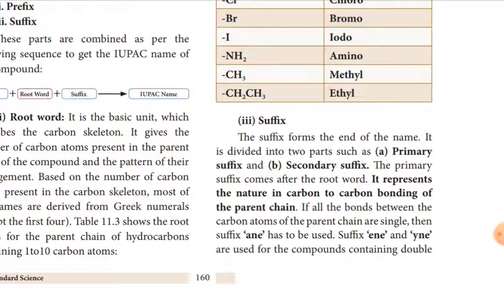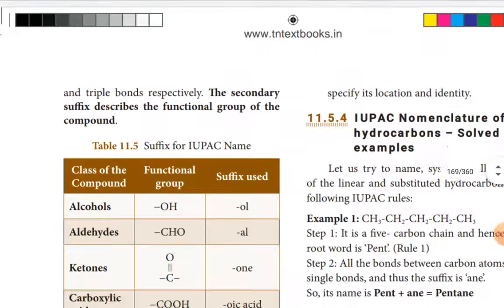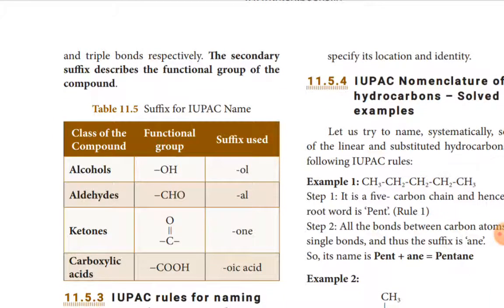Then secondary suffix is based on the functional group, whether it contains OH, CHO, CO or COOH. OH means alcohol, CHO means aldehyde, then ketone, then acid. So based on these three terms, that is prefix, root word, suffix, the name of the compound based on the IUPAC pattern will be obtained. So you have to learn these three steps. There are only three parts in the naming of organic compounds based on the IUPAC pattern.